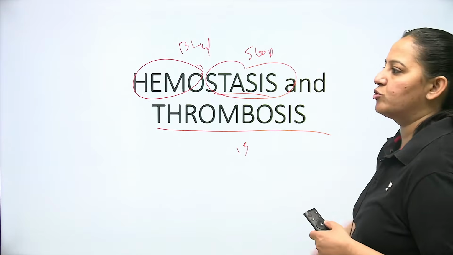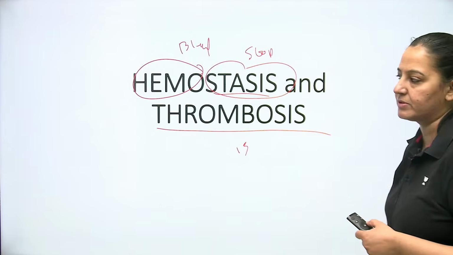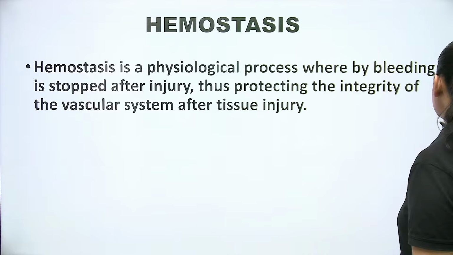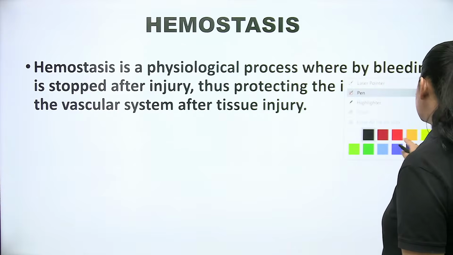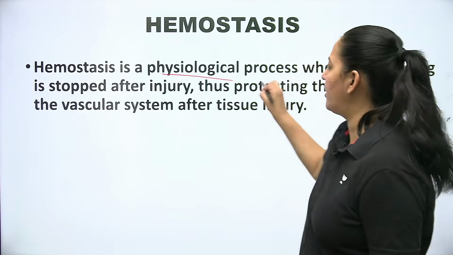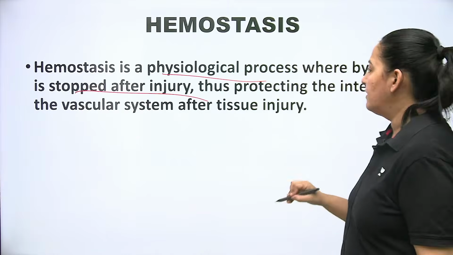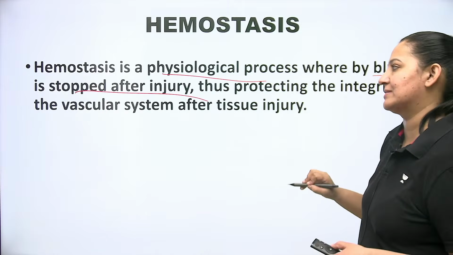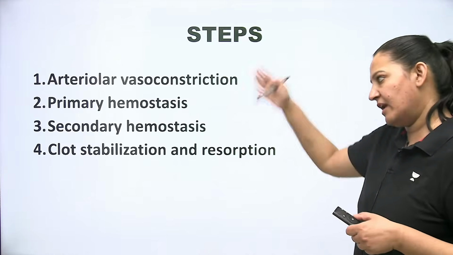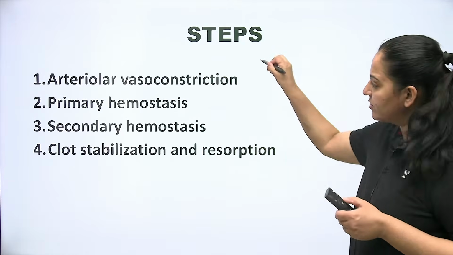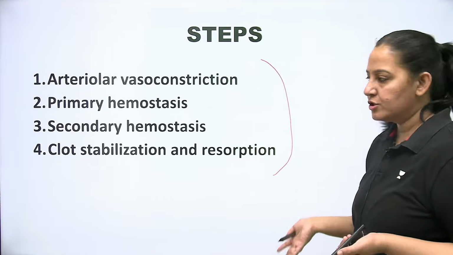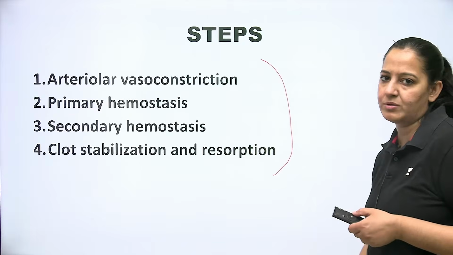So that's why I have written two things here, hemostasis and thrombosis. So what is hemostasis? Hemostasis is a physiological phenomenon, that is, bleeding is stopped after injury, right? By platelets and by the coagulatory system. It is beneficial. There are 4 steps in hemostasis. The same 4 steps take place in thrombosis also. So first study the 4 steps, right? How does it take place?